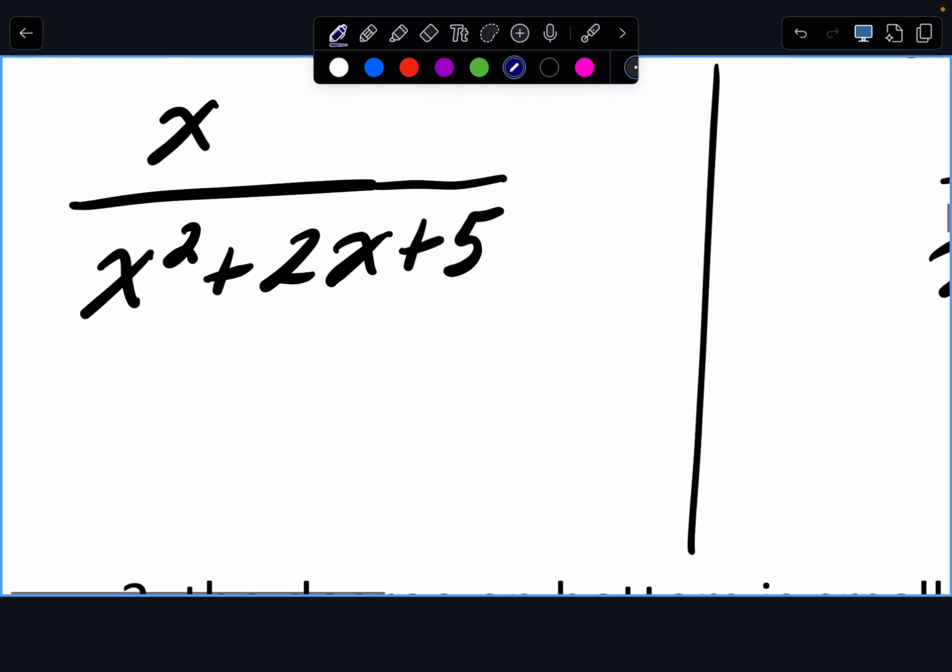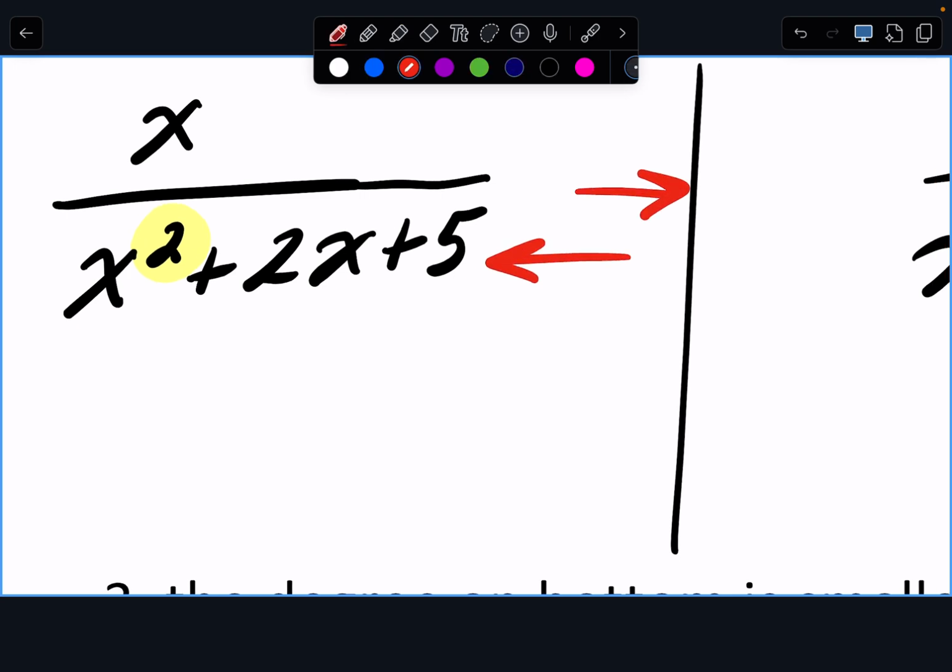Now watch case number 2 here. The degree on bottom is larger than the degree on top. Let's look at what this would look like. It's the same thing though. We're looking at what's the calculation really far out. So if we plug in x equals a billion, we only care about the leading term.